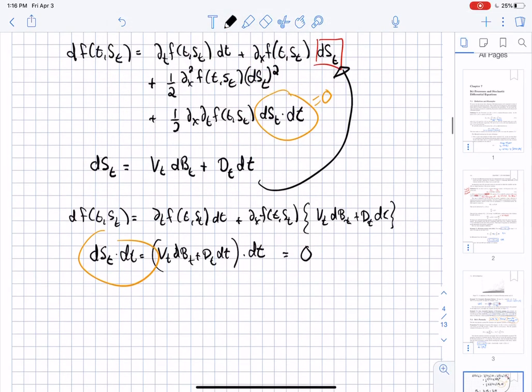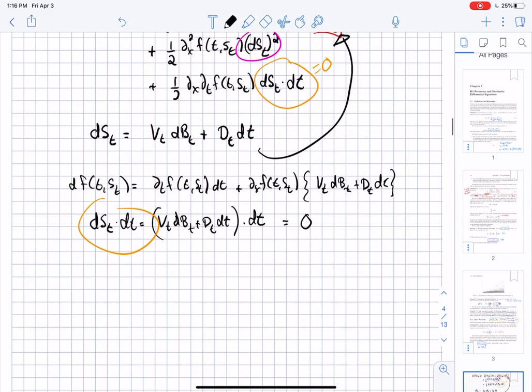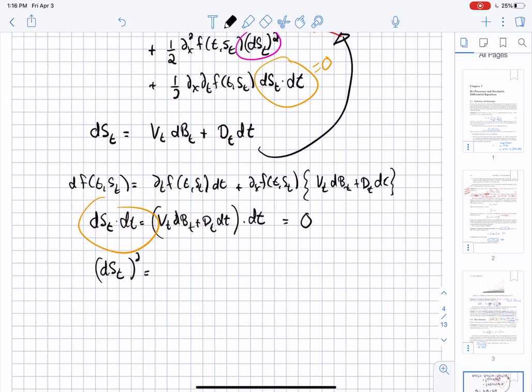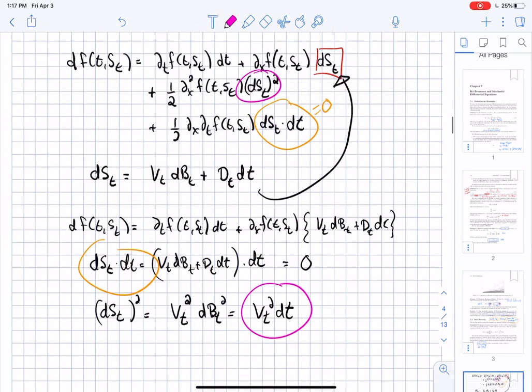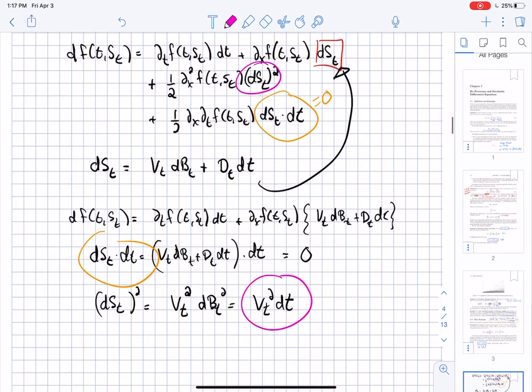Now, what about dS_t squared? Put in pink. Well, apply the rules of stochastic calculus. What am I going to have if this is square of that? Well, I'm going to have dB_t squared. dt dB_t is 0. So the only thing, if you apply the rules of stochastic calculus, is v_t squared dB_t squared, which is v_t squared dt. And that's the other term. Okay? So I'm doing it in general, not necessarily for geometric Brownian motion. Okay? Great. Now if I put all this together, what do I have?